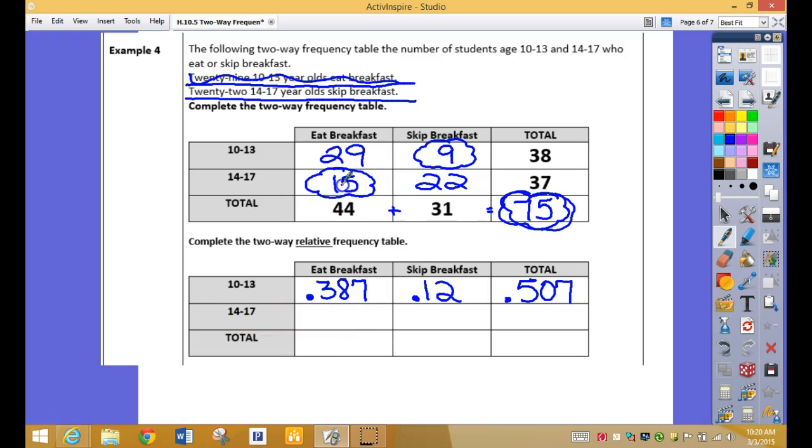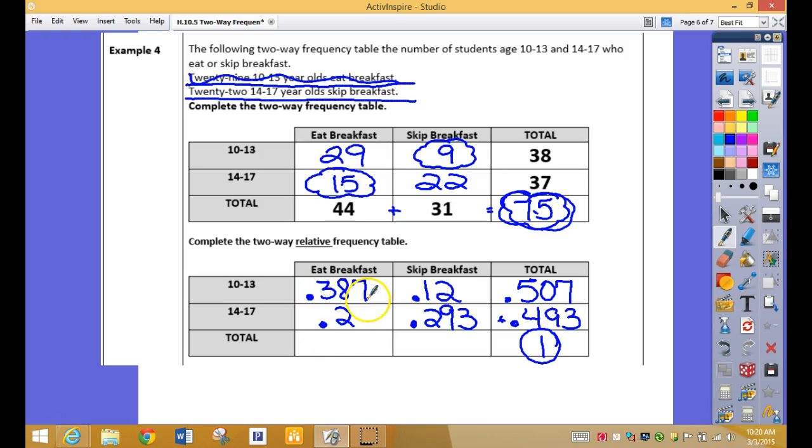All right, how about here? 14 to 17-year-olds. 15 divided by 75 is? 0.2. 22 divided by 75 is? Rounded, 0.293. 0.2 plus 0.293 is? 0.493. And if we did things correct, when I take this and add it to this, what will it better equal? It needs to equal 1, does it? Yes, it does. So far we are liking our math assignment because so far that is correct.